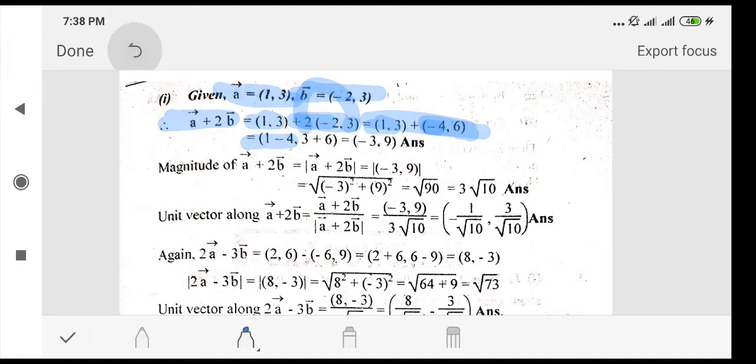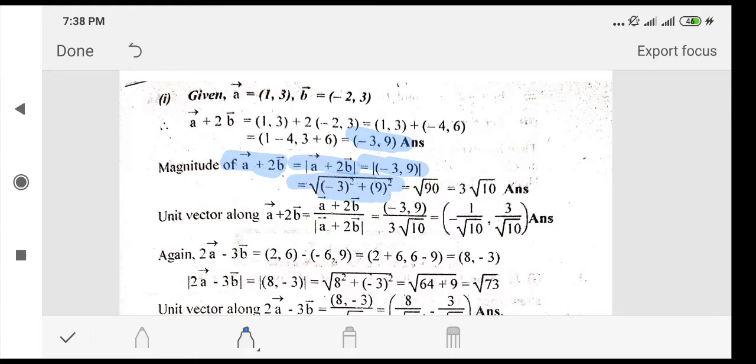Now let's find its magnitude as well. The magnitude of vector A plus 2 vector B will be the magnitude of (-3, 9). So this will be the square root of (-3) square plus 9 square, which equals the square root of 90, which equals 3 root 10.